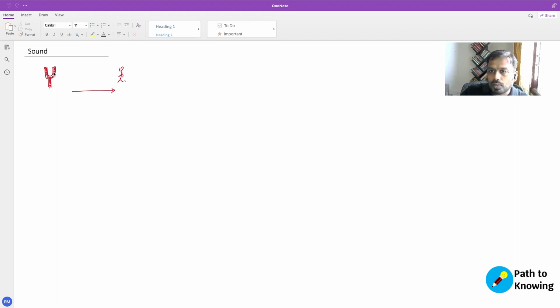Now the tuning fork is vibrating, which means that it pushes the air and then it comes back. It pushes the air and it comes back. That's how an object vibrates, right? So what happens when an object keeps moving back and forth? It keeps pushing the particles nearby, not continuously, but it leaves a gap, right? It pushes, it comes back. It pushes, it comes back, right?